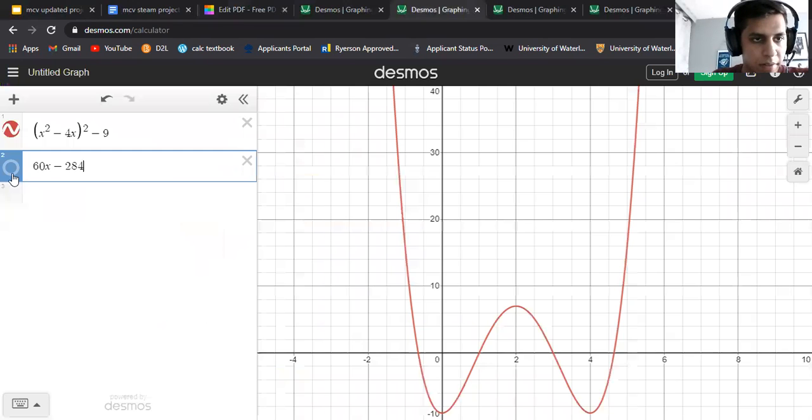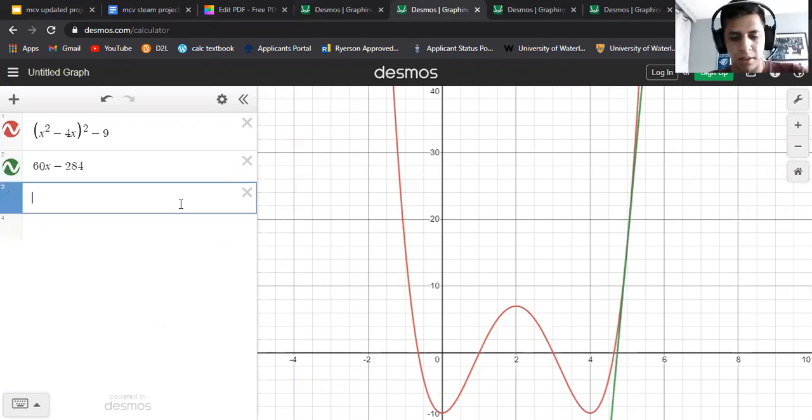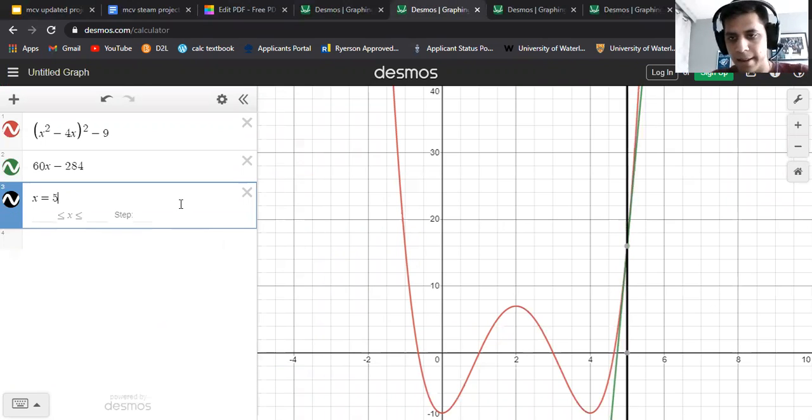We can verify that by showing it on the graph. Again, it doesn't show for whatever reason, but if we do x is equal to 5, we can see that these two functions, the red and the green again, intersect at exactly 516. And yeah, we know that we're done.